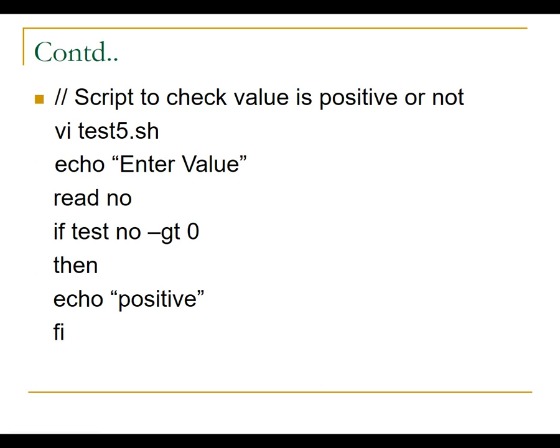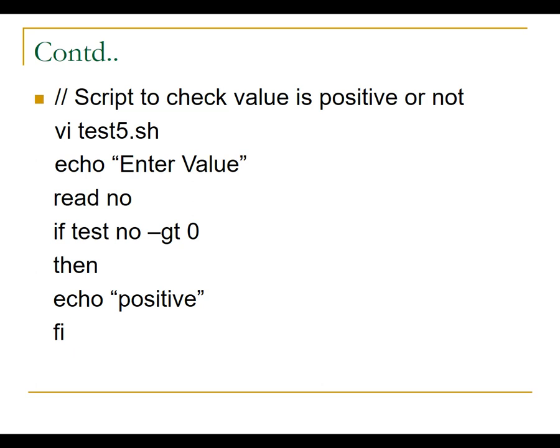Again I am repeating my statements. In this entire shell script, first I have written echo enter value, then I have written read number. If test number -gt 0, then that means if my number is greater than 0, then a message is printed onto the screen that is positive, and if my number is 0 or less than 0, then this particular program returns nothing onto the screen. So this would be the output of this particular shell script.